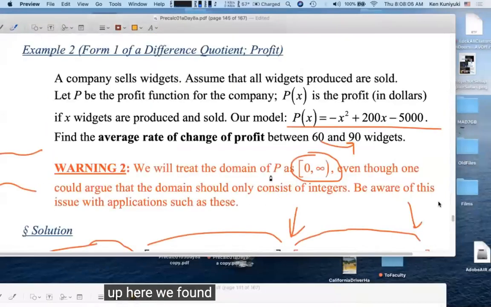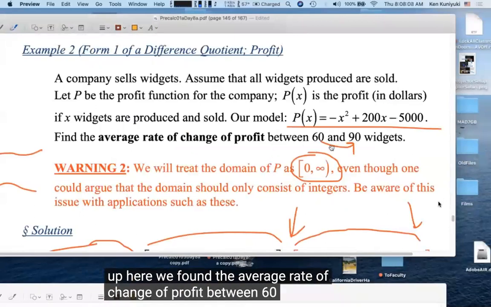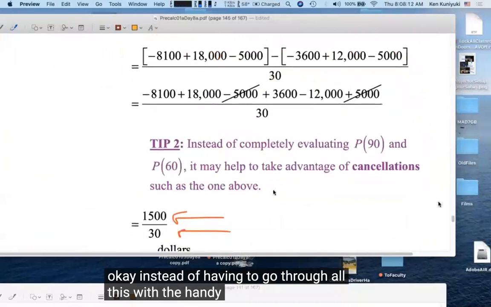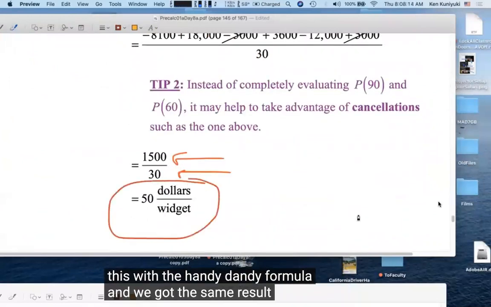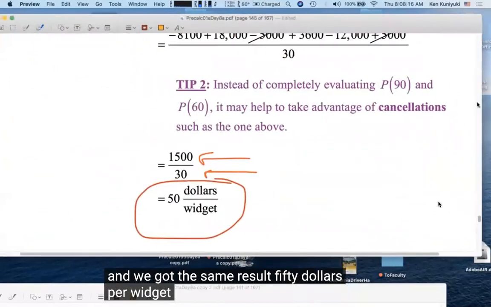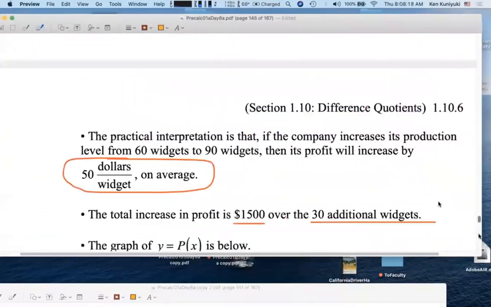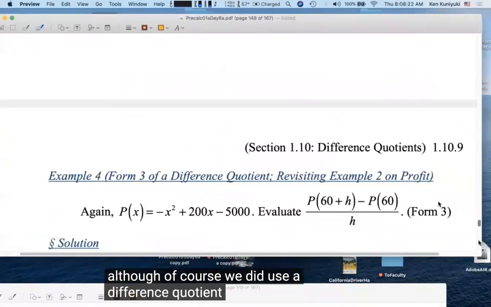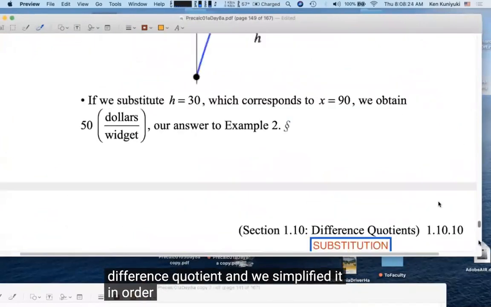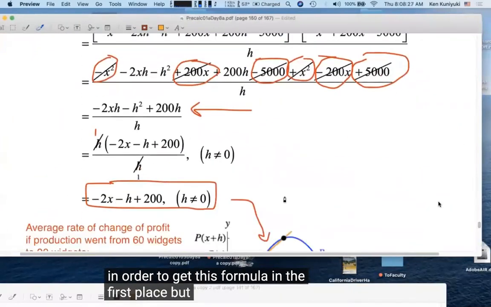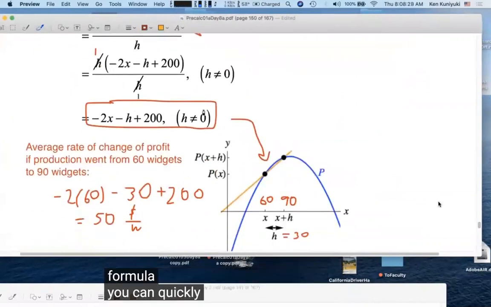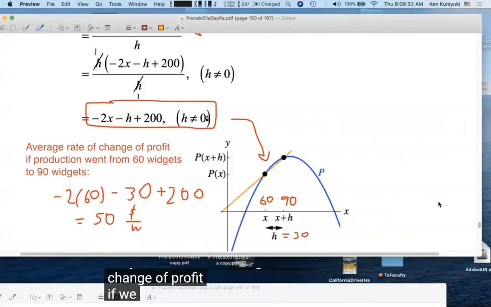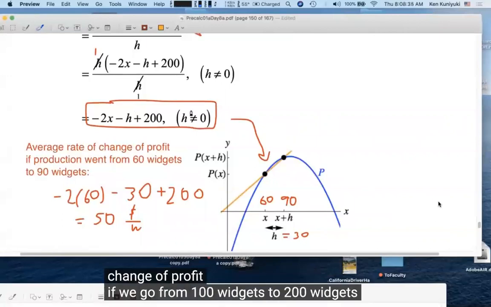Up here, we found the average rate of change of profit between 60 widgets and 90 widgets. Instead of having to go through all this, we have the handy-dandy formula, and we got the same result, $50 per widget. Of course, we did use a difference quotient, and we simplified it in order to get this formula in the first place. But now that we have this formula, you can quickly answer questions like, what's the average rate of change of profit if we go from 100 widgets to 200 widgets?